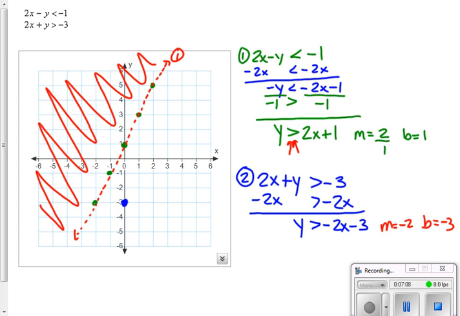Equation 2, we have our intercept is negative 3, so I'll plot negative 3 for my y-intercept. My slope is negative 2 over 1, so this line will decrease. So I'm going to go up 2 over 1, make sure the line decreases. Put my slope on here a couple times so I have a nice line that I can sketch.